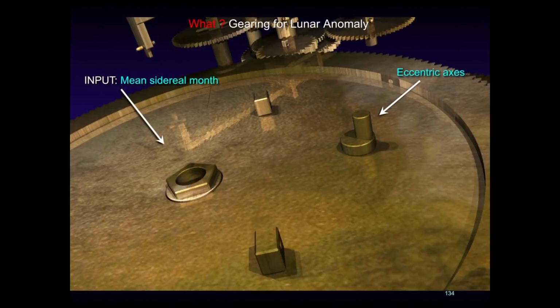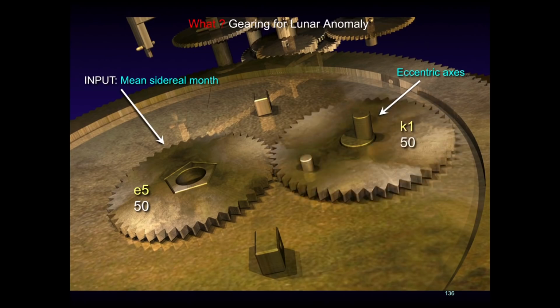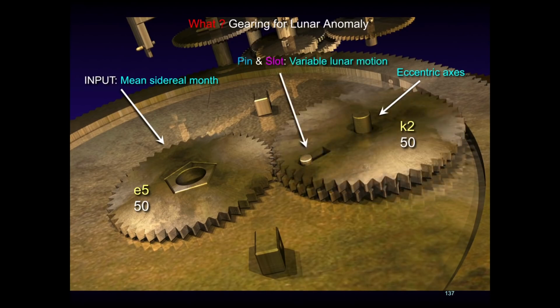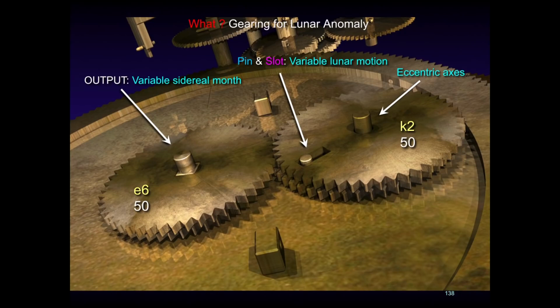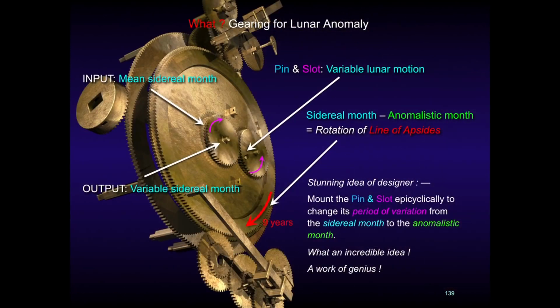Let me show you this in close-up. There's a gear with 50 teeth that sits on there, meshes with the pin gear, which also has 50 teeth, on which sits the slot gear with 50 teeth, and this generates this variable motion, and then it transmits it back, reversing its direction, onto another gear with 50 teeth. So to summarize this system, we have the pin and slot mounted epicyclically to change the period in which it delivers its variation from the sidereal month to the anomalistic month.